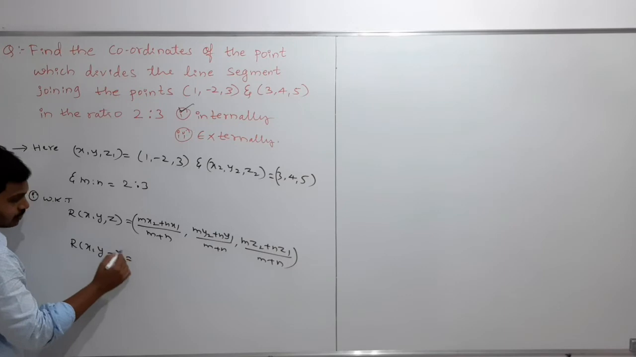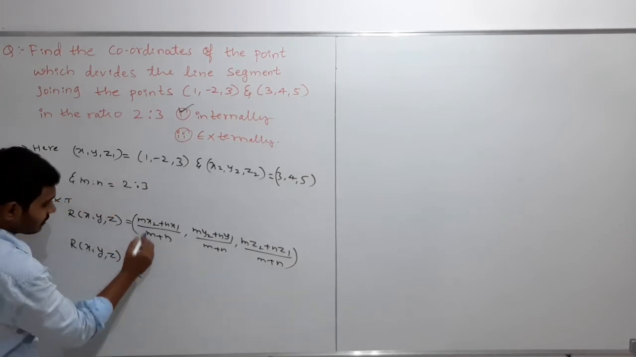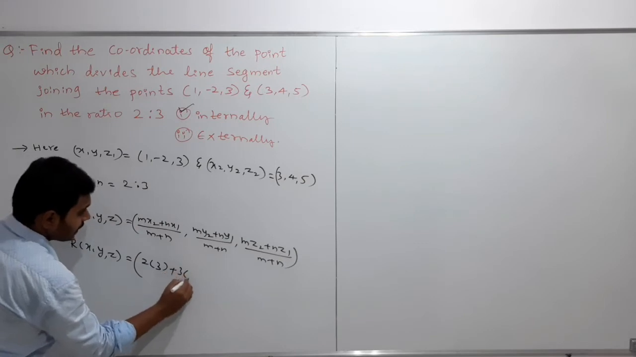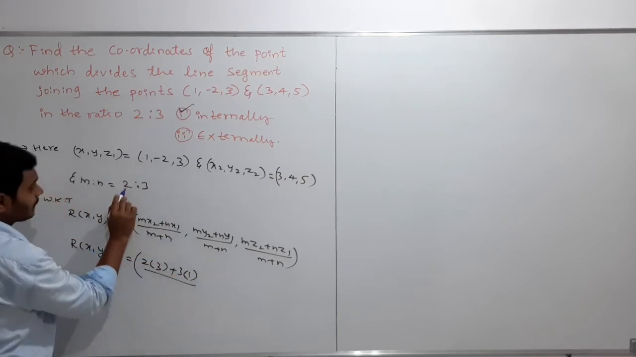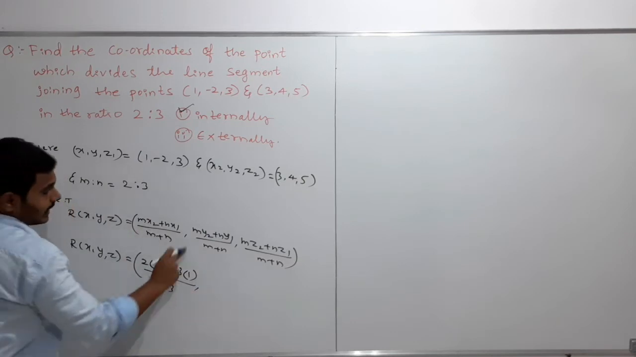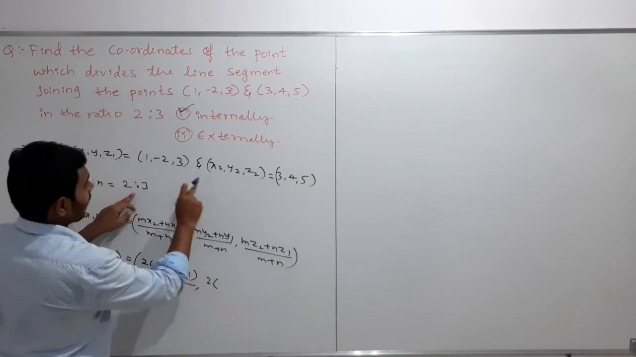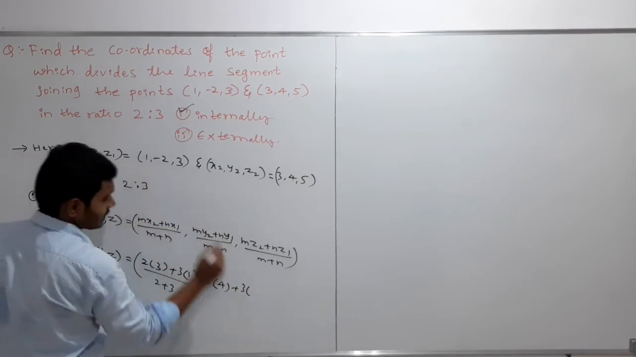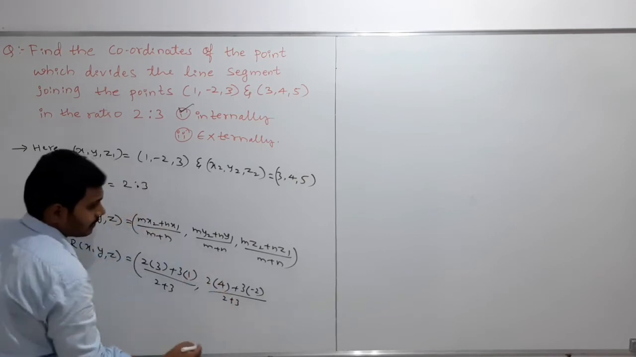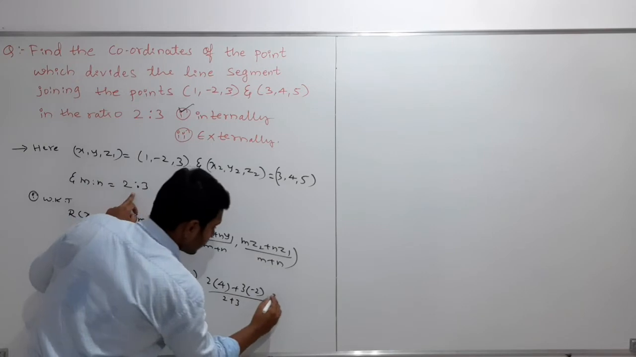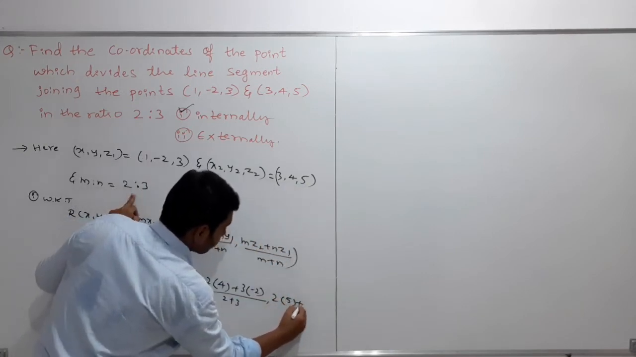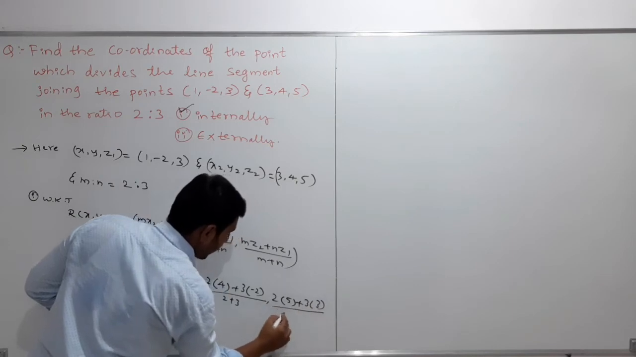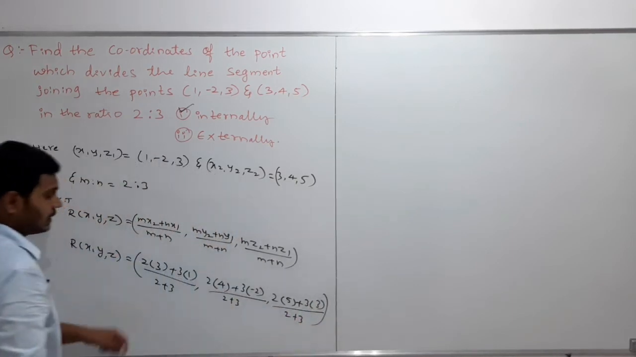So R(x, y, z) is equal to: what is m here? m is 2, times the x2 value, which is 3, plus n, which is 3, times the x1 value, which is 1, whole divided by m plus n, 2 plus 3. Am I clear? Likewise, m is 2 and y2 is 4, plus n is 3 times y1, which is minus 2, whole divided by 2 plus 3. Likewise, m is 2 and z2 is 5, plus n is 3 times z1, which is 3, whole divided by again 2 plus 3. So simplify this, my dear students.